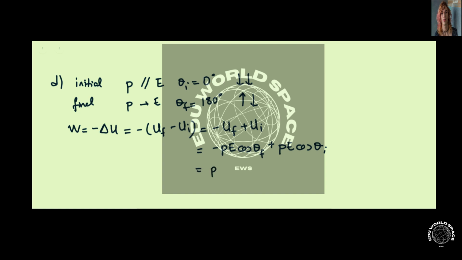So let's rearrange this. P times E, then cosine initial minus cosine final, right? Before plugging in, let's figure out what cosine initial would be. Cosine initial would be cosine 0, which gives us 1, right? Minus final 180. Cosine 180 is negative 1, but there's one more negative in front of it, so this becomes positive. So 2 times P times E gives us the work done.